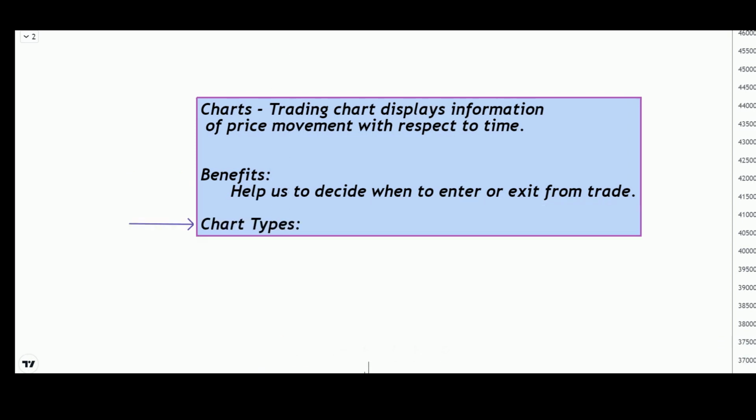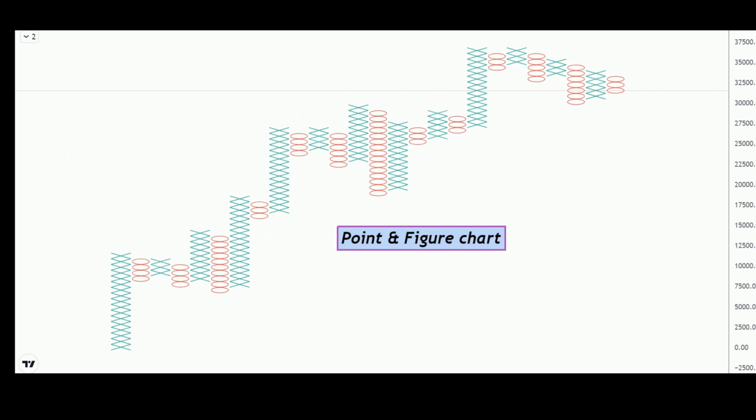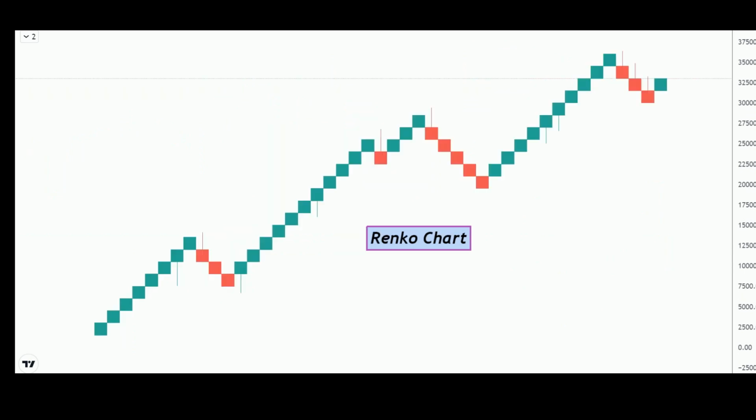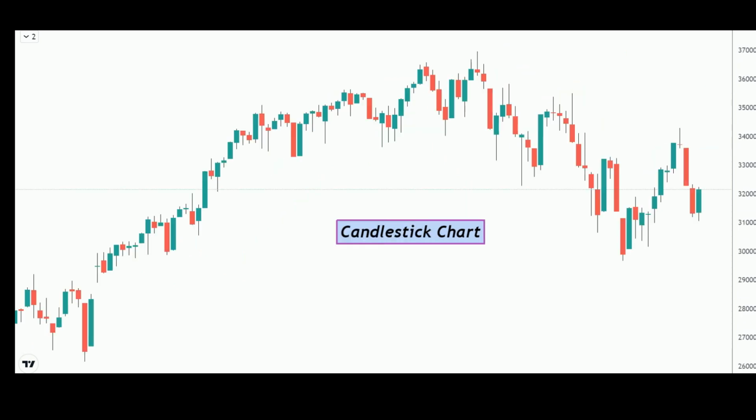There are many types of trading charts, such as bar chart, point and figure chart, Renko chart, line chart, candlestick chart, and much more.